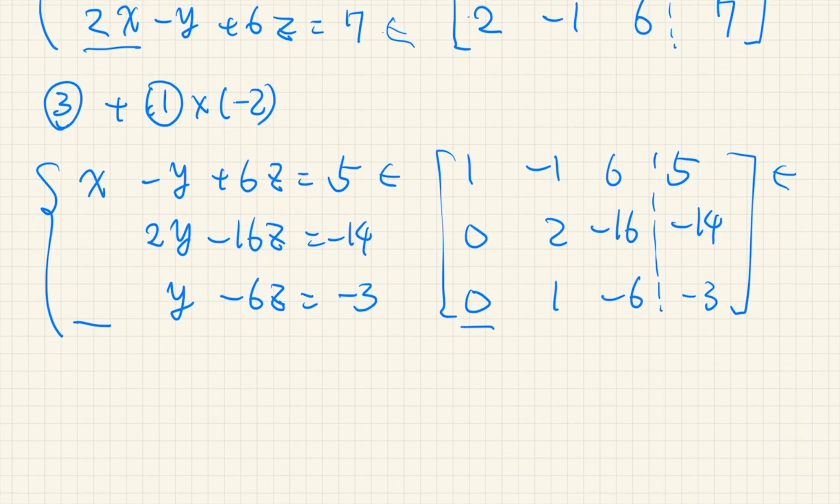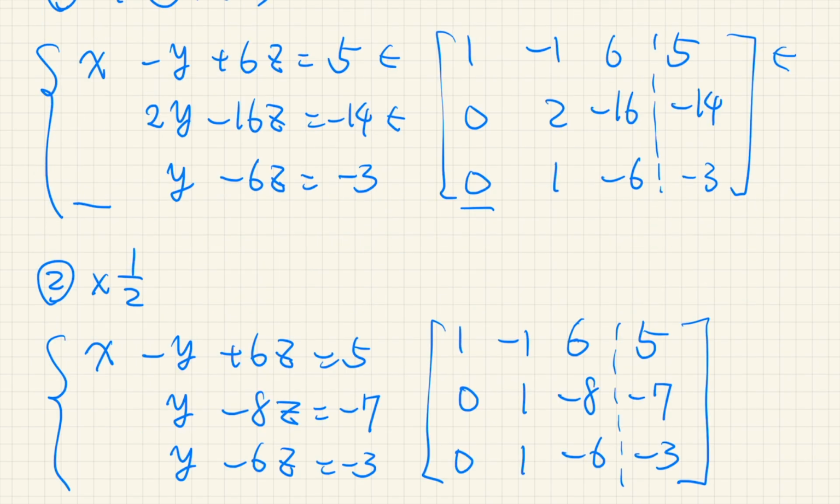Next, let's multiply the second row by 1/2. So second row times 1/2. This changes the second row to this. So the coefficient is now 1 for y and -8 for z. And the constant term is -7 now.